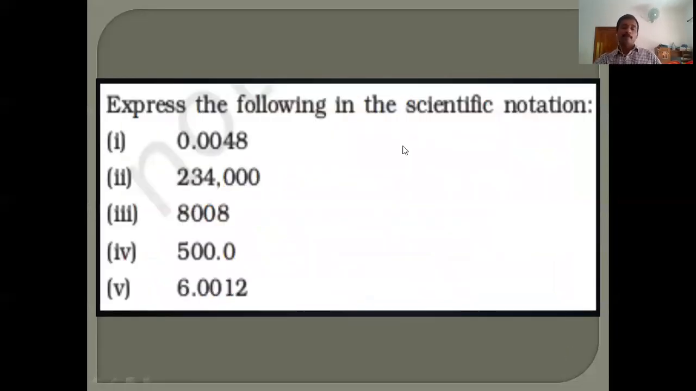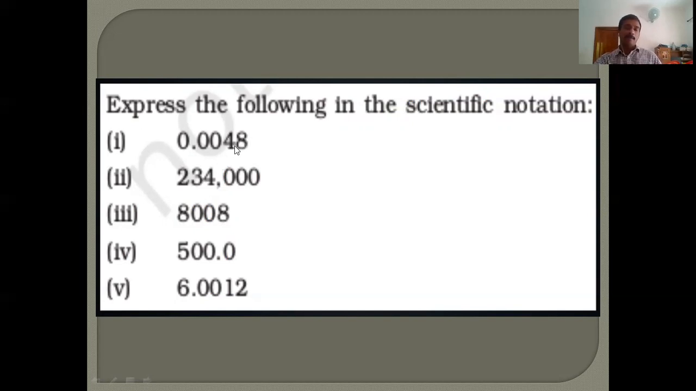Now some examples to write in scientific notation. I'll explain only the first one. You have to write answers to the remaining. 0.0048. In scientific notation, the integer part should be in between 1.0002 and 9.9999. So we have to write it as 4.8.